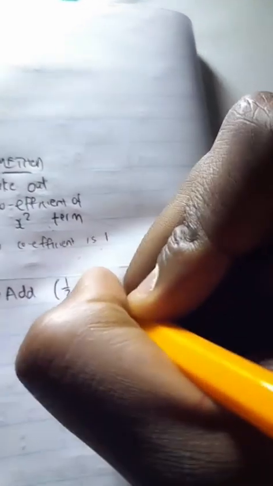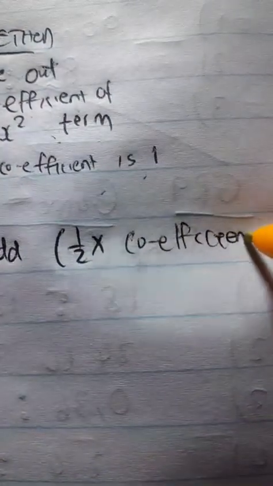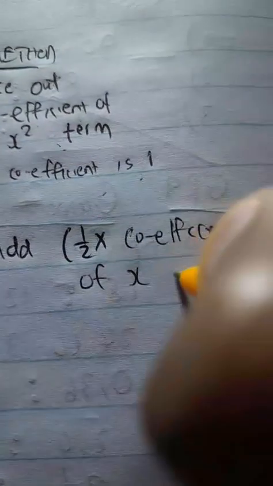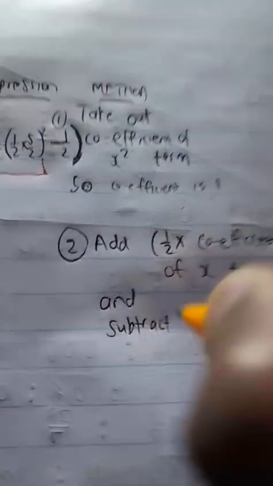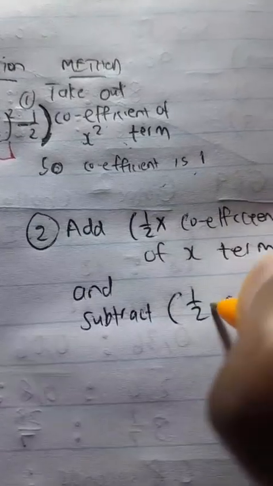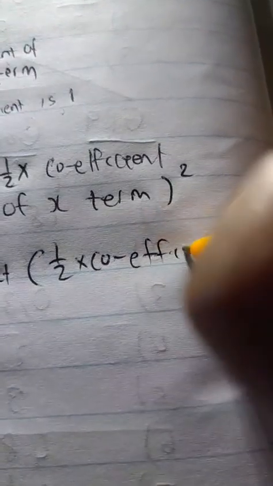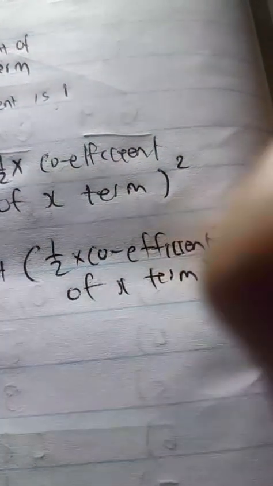We add half the product of the coefficient of the x term squared, but we add and subtract half the coefficient, half the product of the coefficient of the x term squared.